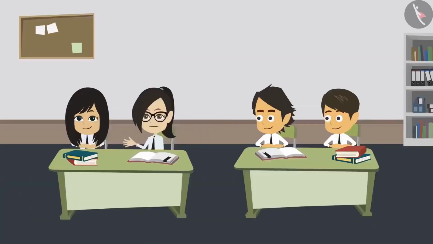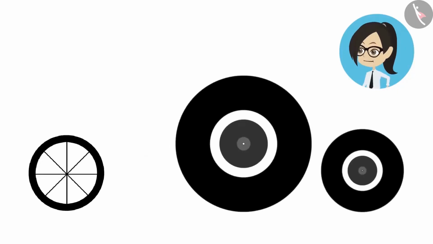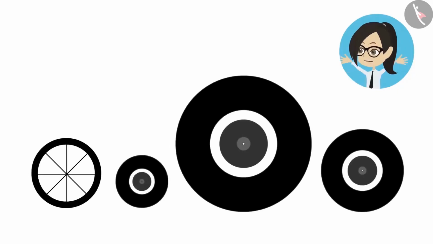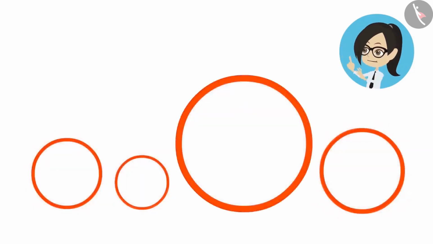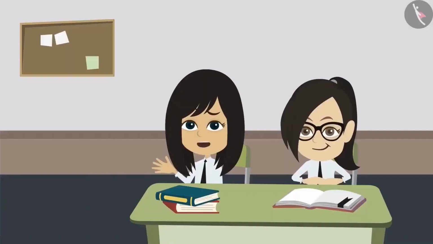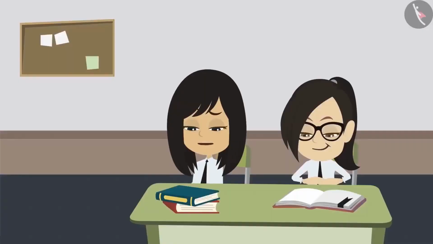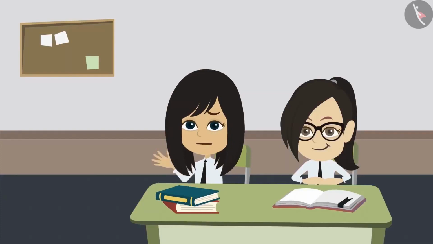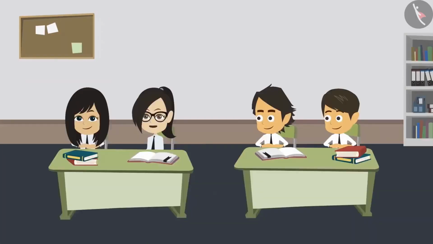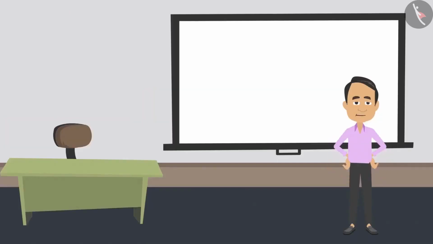Sir, today we saw tractor, bicycle and scooter tires in the school parking lot. We have understood that all tires are circle shaped and there is a difference in their size. But to find out the difference, we should know how to measure those tires. So we want to learn how to measure a circle. Oh, so this is the thing.